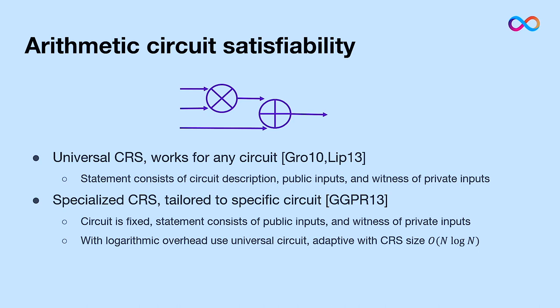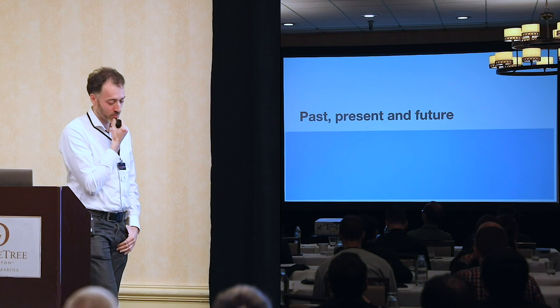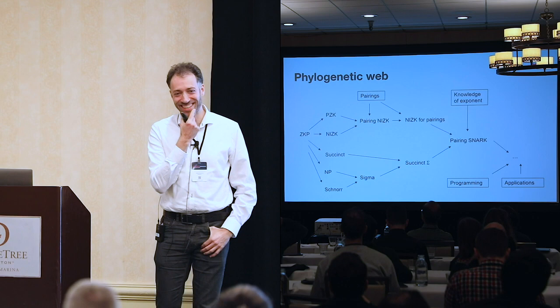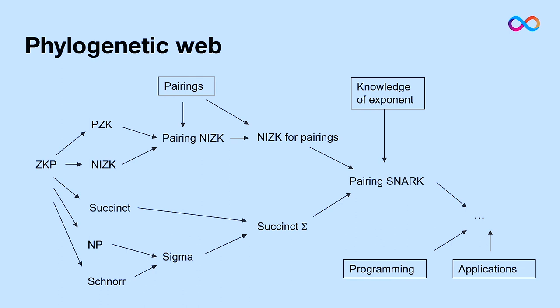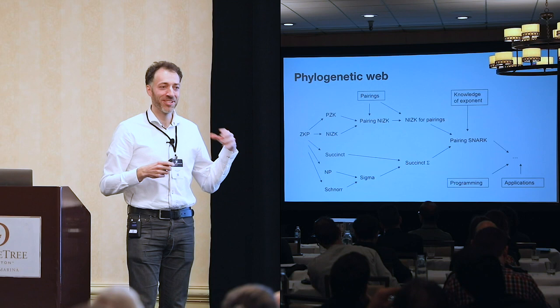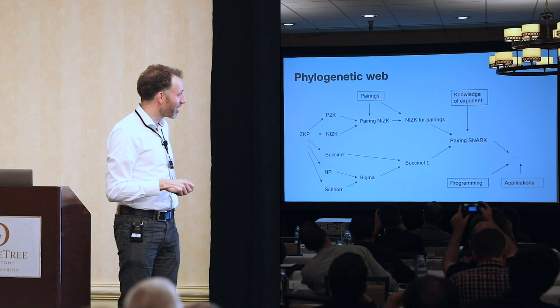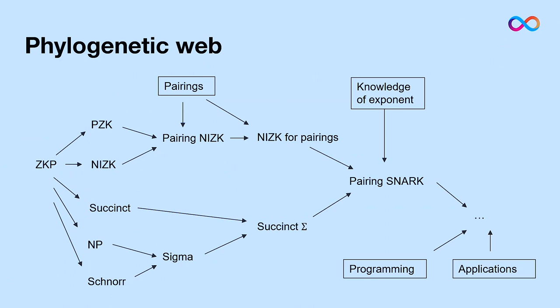Okay, so let's put things together. Past, present, and future, what does this pattern look like? I wanted to create an evolutionary tree of the developments here, and I realized that there are just too many papers to put in one graph. So what I'm trying to do here is instead map out the ideas that have developed. We're starting with zero knowledge proofs. We had all these different works: perfect zero knowledge, non-interactive zero knowledge, succinctness that works for all of NP, and Schnorr's efficient proofs.